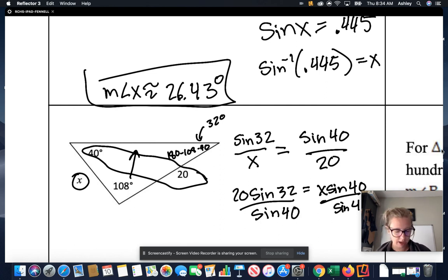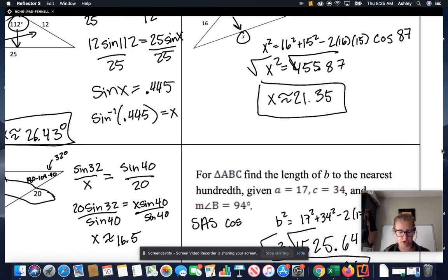So 20 times the sine of 32 gives me approximately 10.59, divided by the sine of 40 gives me that x is about 16.5 when I round. Let's see if that answer makes sense. We are opposite the smallest angle here, and I know opposite 40 is 20, so this should be smaller than 20, but not by a whole lot, because it's only 8 degrees different. So 16.5 looks good to me. All right, give this one a shot.